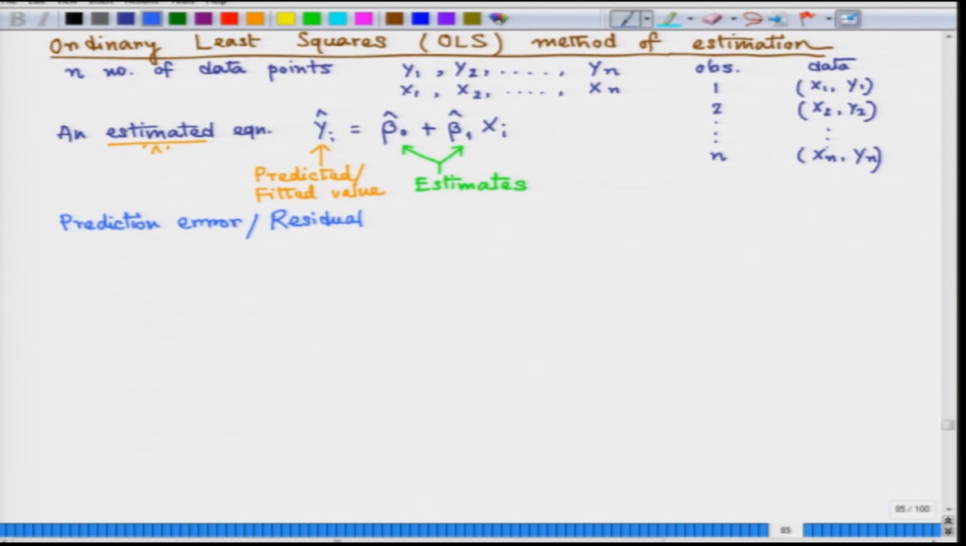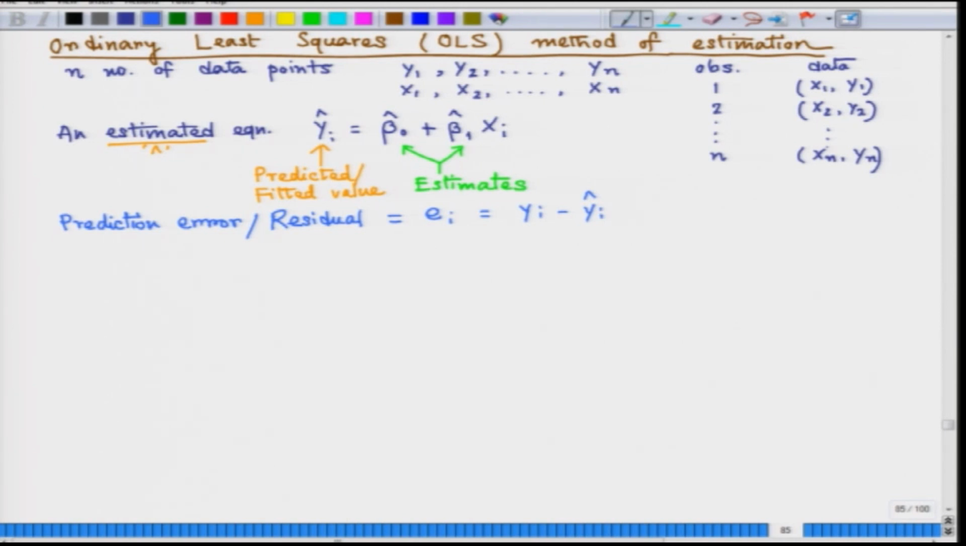Hence, the y hat i, the predicted or fitted value that we obtain from our estimated regression equation, will not match the actual data, which is y i. So, there will be some difference, and this difference is called the prediction error or residual of the regression model. This is given by e i, which is defined as y i minus y hat i: the actual value minus the fitted value.